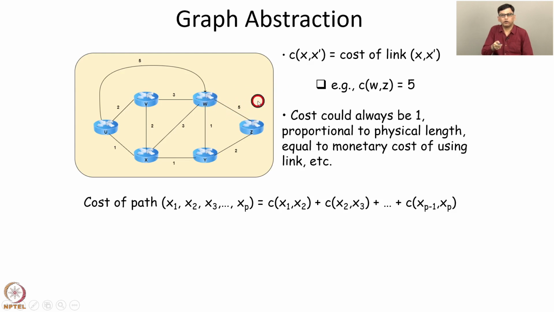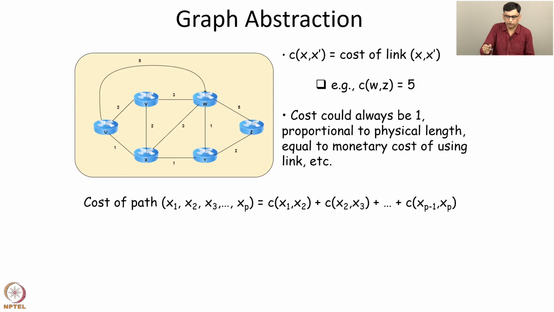So how do we assign costs to different communication links? The costs can be assigned in different ways depending on what we want to optimize. For example, the cost could always be 1, that is 1 for every link. The cost might be proportional to the physical length of the link. It may be equal to the monetary cost of using the link, and so on and so forth. Now, the cost of a path is defined to be the sum of the costs of the links in the path. For example, consider some paths from U to Z.